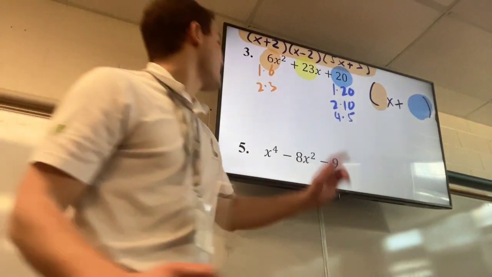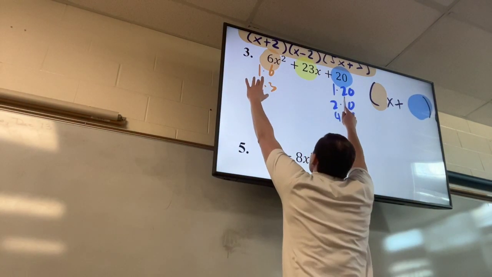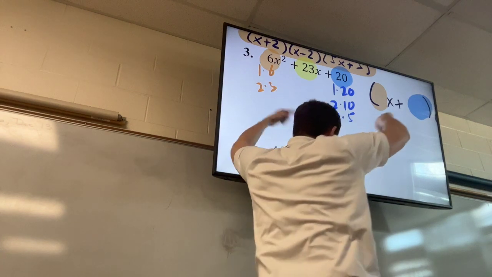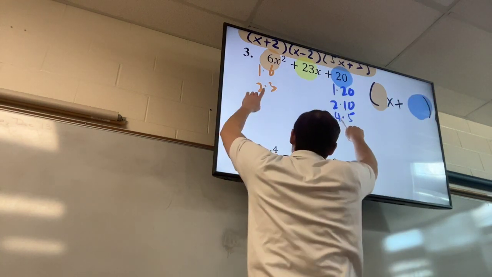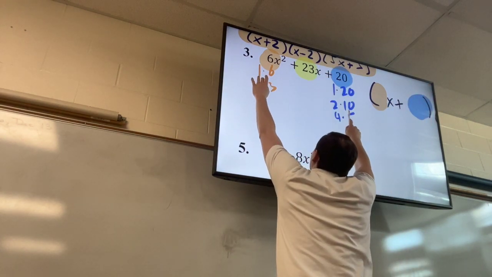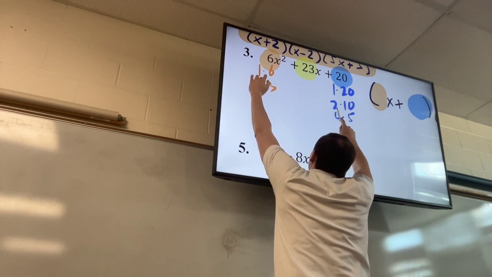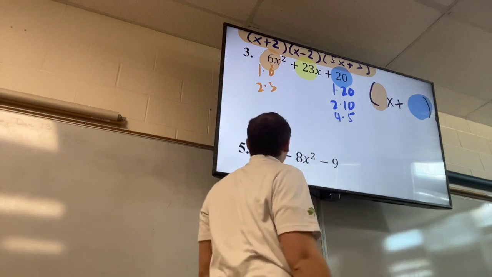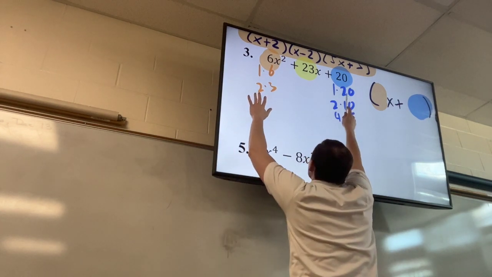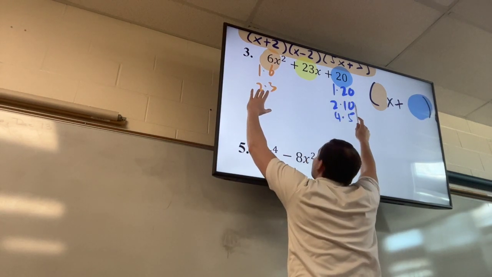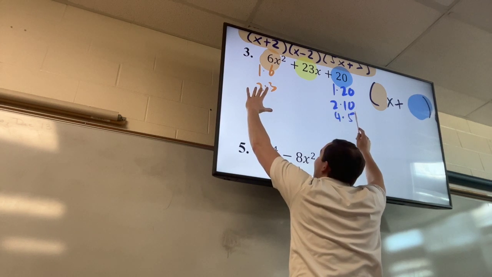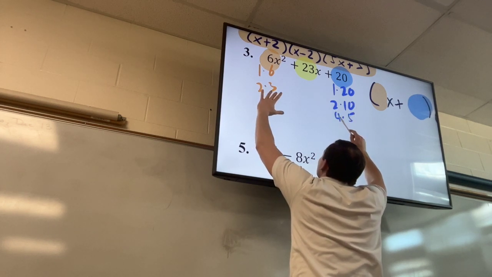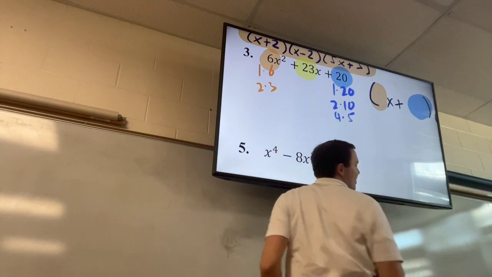So let's think about this. 1 times 20 is 20. 6 times 1 is 6. 6 plus 20 is 26, which is not equal to 23. That's not going to work. That doesn't work either. Let's try the second pair of oranges. That doesn't work. 10 and 12. That doesn't work either, does it?